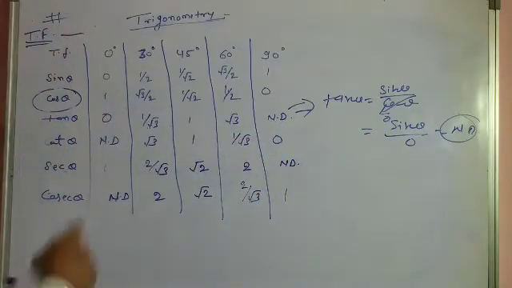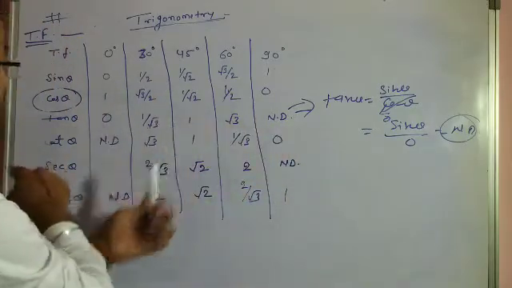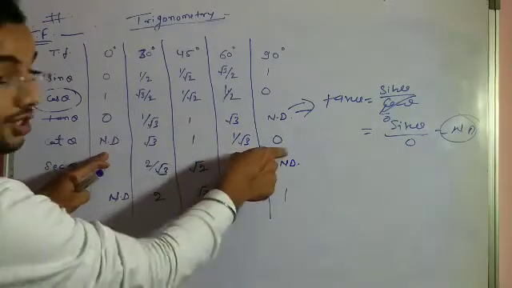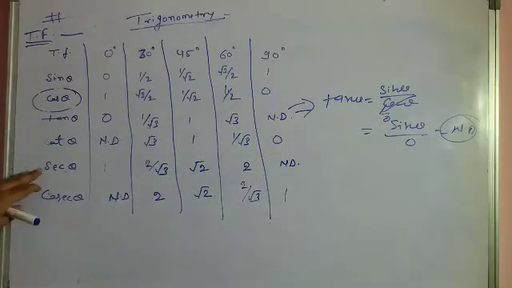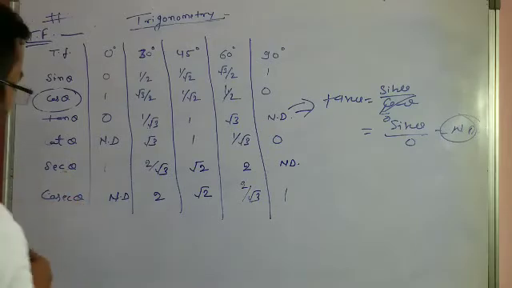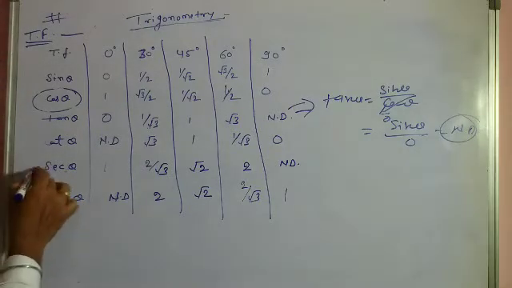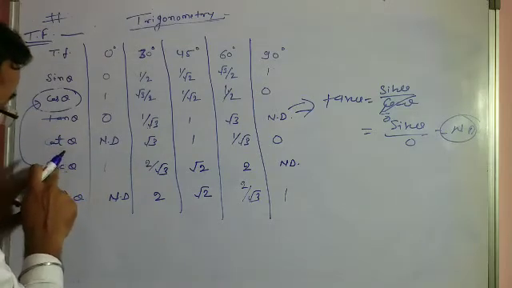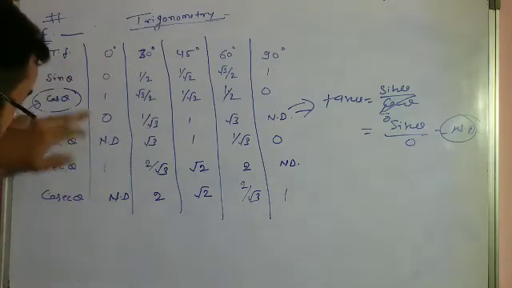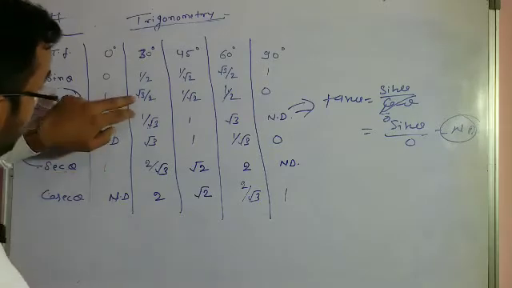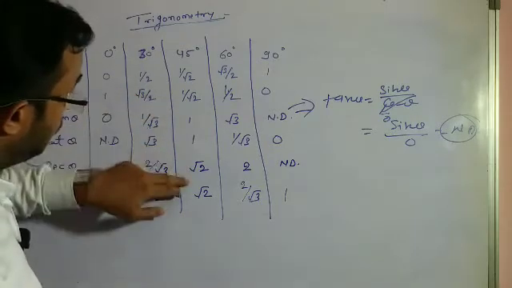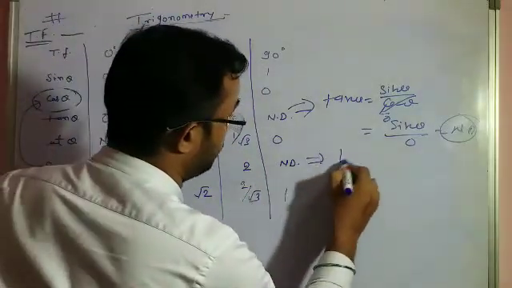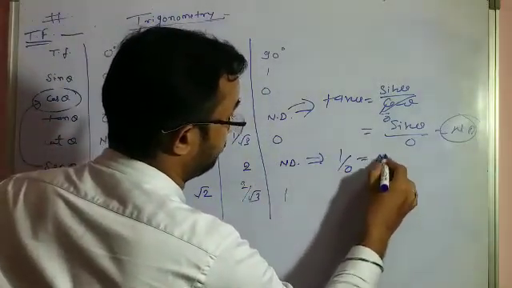Similarly, we find the value of cot theta, then we reverse the values of tan theta: not defined, root 3, 1 by root 3 and 0. Similarly, we find the value of sec theta. We know that sec theta is the reciprocal of cos theta, so we take the reciprocals of these values. That is 1, 2 upon root 3, root 2, 2, and not defined, because that is 1 upon 0.